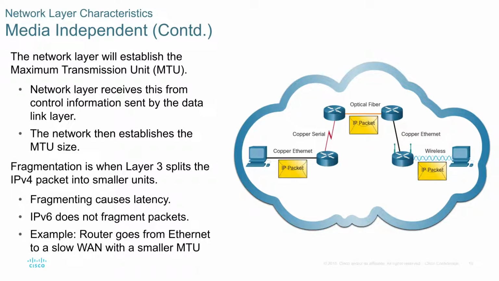The network layer will establish the maximum transmission unit, or MTU. The network layer receives this from control information sent by the data link layer. As discussed in a previous chapter, the size of an Ethernet frame is critical so that it is not too short, being a runt, or too large, being a giant. We would then set the MTU to work with the different type of media that we are using.